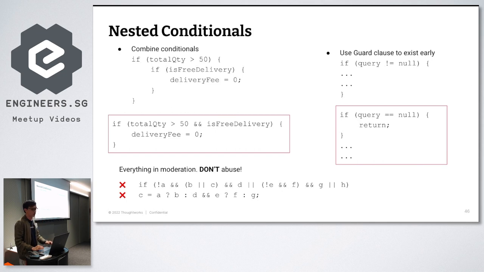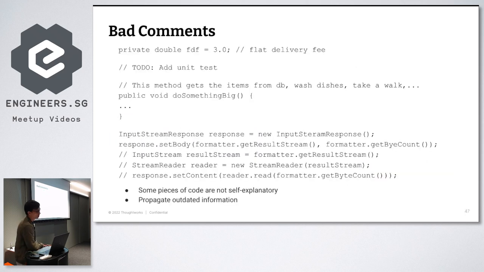Okay, so try to avoid this kind of thing. And last but not least, for the code smells, we cannot end without the bad comment. Bad comments are also like some piece of code that is not self-explanatory. That's why we have to put a comment in the first example, right? What is FDF doing? We don't know. So that's why we have to put a comment. Why can't we use clean code techniques like a descriptive name? Then we don't even need to have a comment.